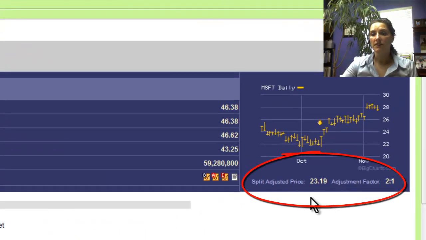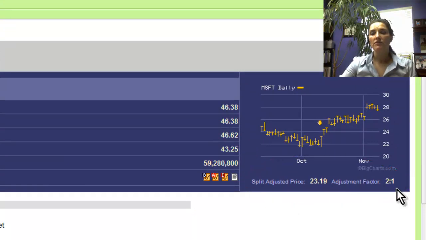But we do have to look at something here. It does show that the split adjusted price is $23.19. The adjustment factor is 2-to-1. That tells you that there was a split. So if you inherited stock from your grandma who died on October 10, 2002, your cost will not be what it was worth on the day she died, but rather half that cost, because after the split you had twice as many shares.